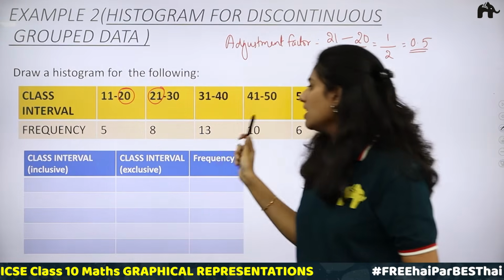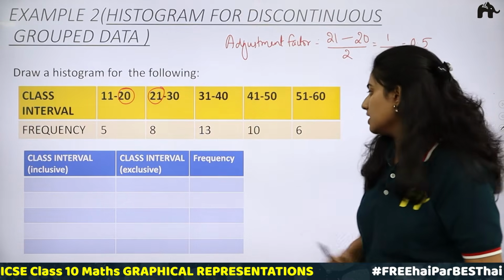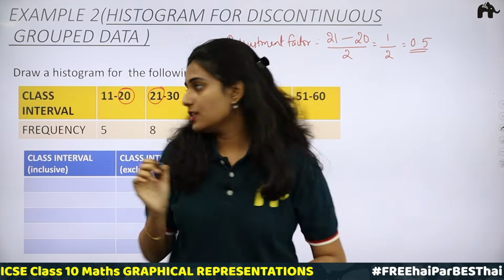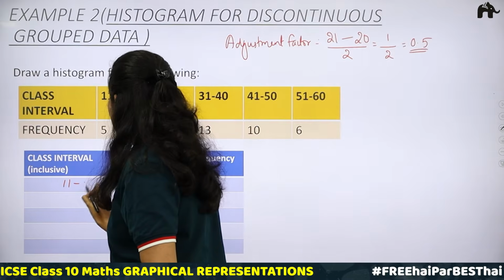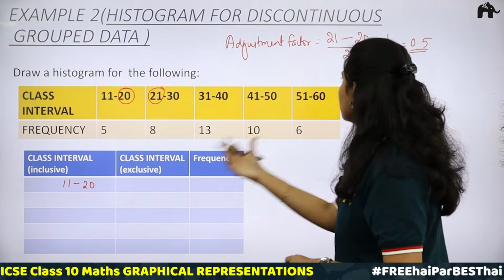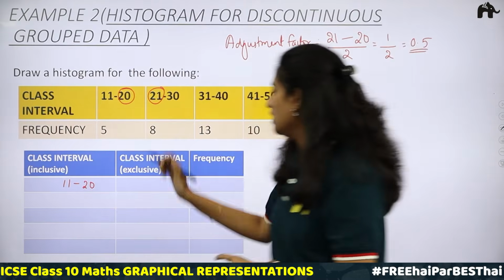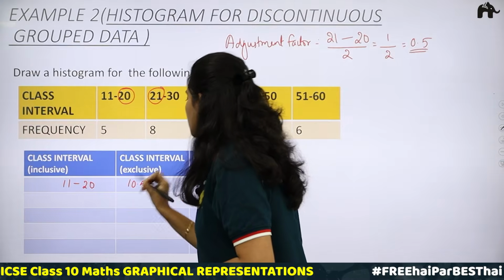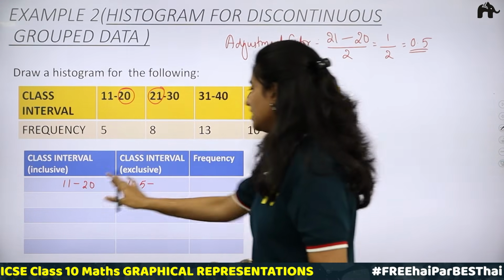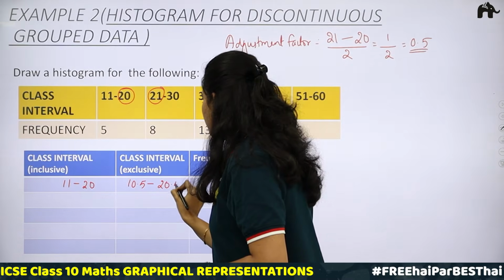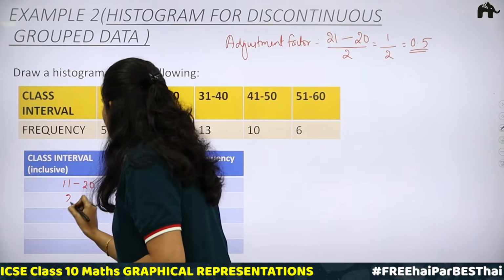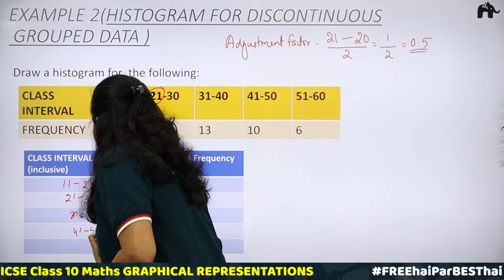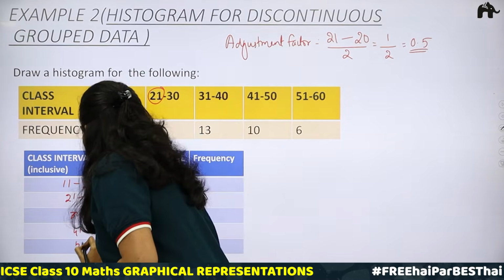So the table will be like this. Here you will have class interval inclusive, class interval exclusive, and then frequency. Class interval inclusive is given. First you have 11 to 20. To make it exclusive, we subtract 0.5 from the lower limit: 11 minus 0.5 is 10.5. And adding 0.5 to the upper limit gives 20.5. The remaining intervals are 21 to 30, 31 to 40, 41 to 50 and 51 to 60.